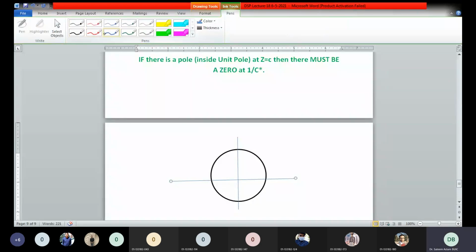This property is saying that if you have some pole, let's assume inside the unit circle, so we have a pole at 0.5. So C is equal to 0.5. What will be the value of 1 over C conjugate? The conjugate of a real number is the same, so 1 over 0.5 conjugate would be equal to 2. So this is the pole, this is the zero. If we have a zero at 2, this will become an all pass system.